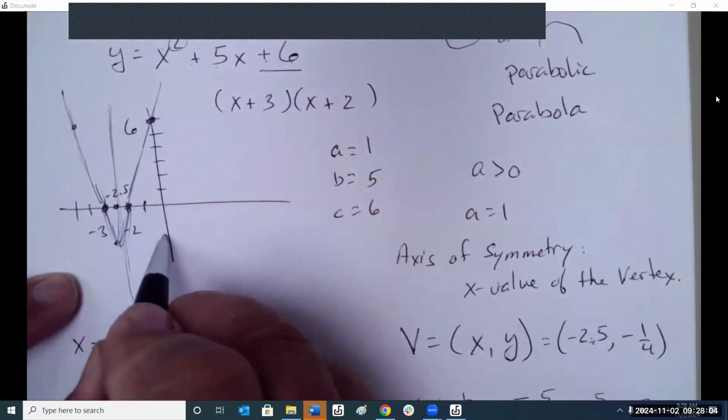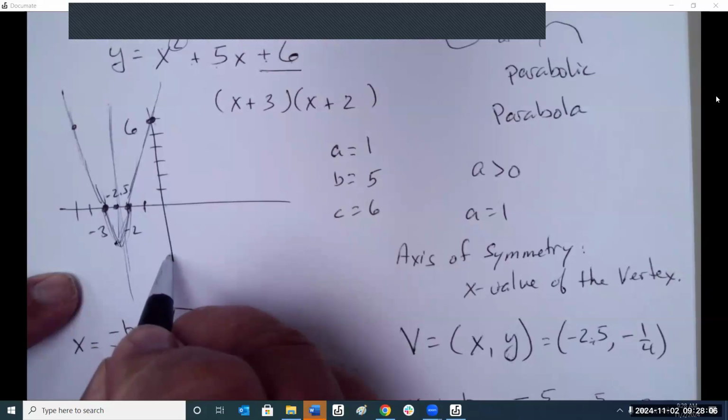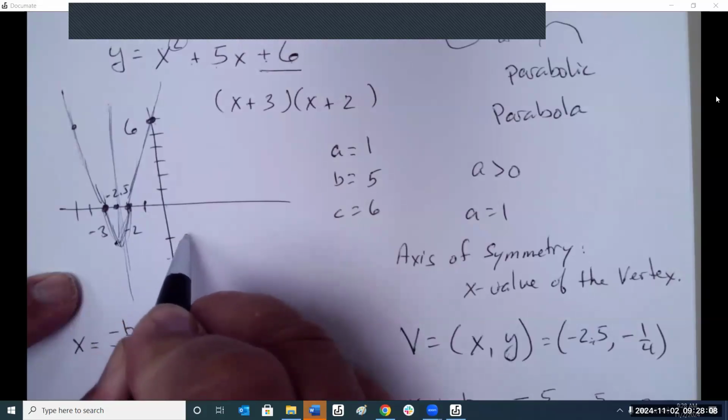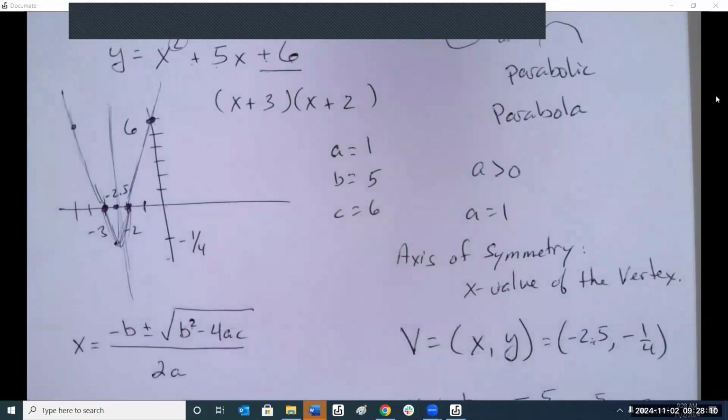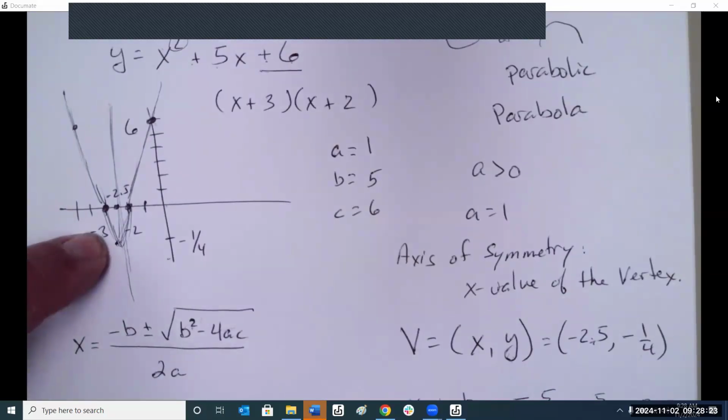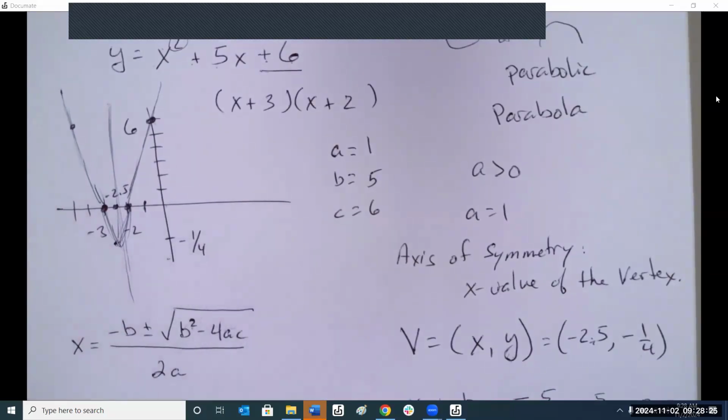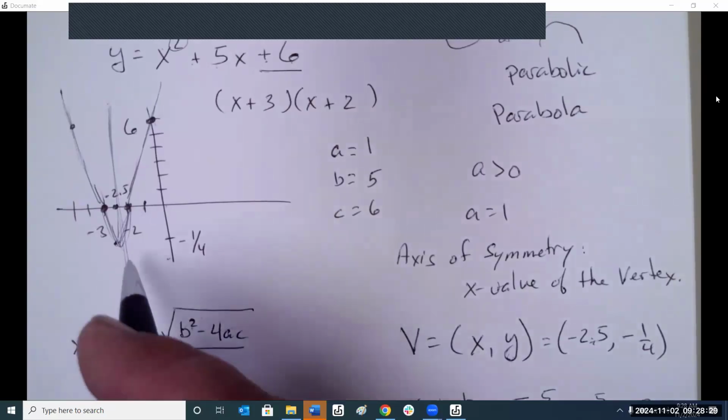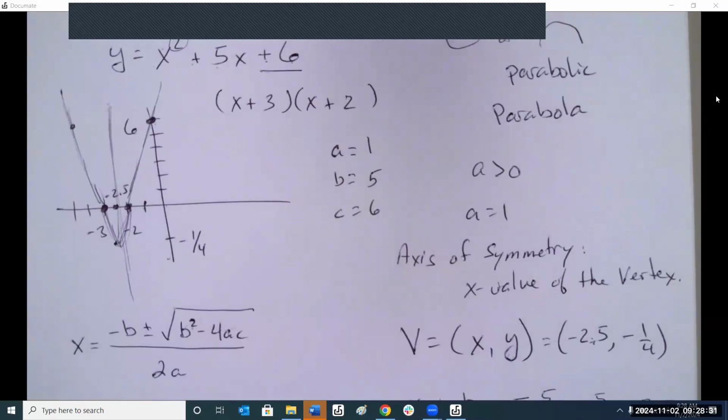So this value here is -1/4. Is it a maximum or a minimum? It's a minimum. Absolute or relative? Or both? It's absolute for sure, but absolutes can be relative also. So it's absolute and relative to this graph. Minimum.